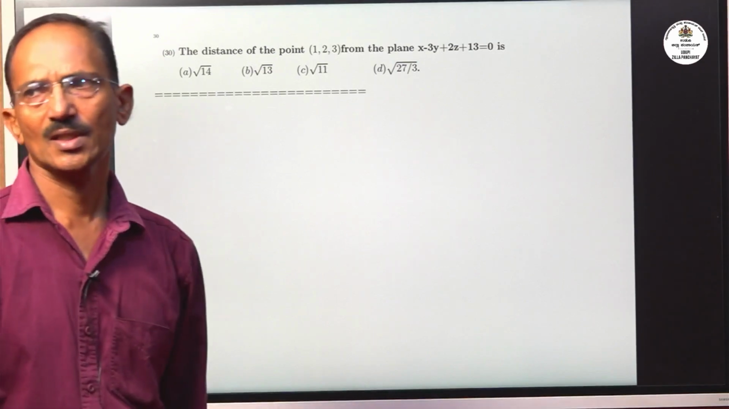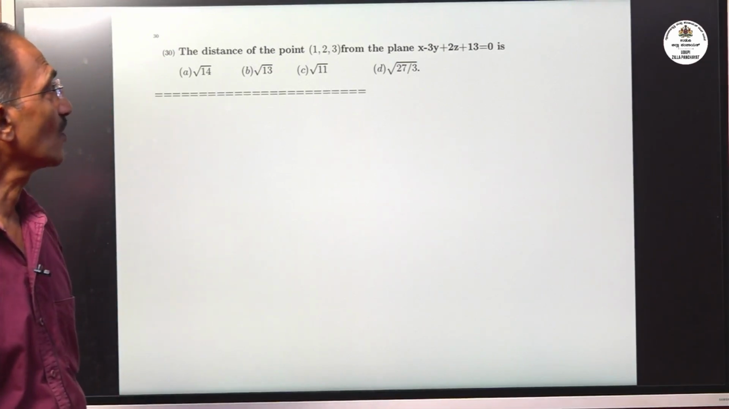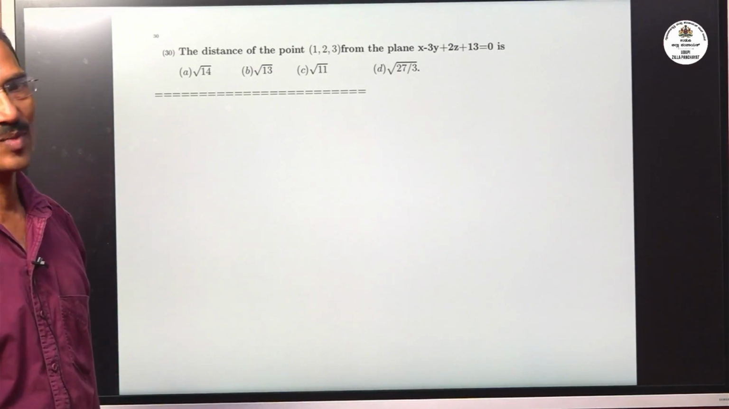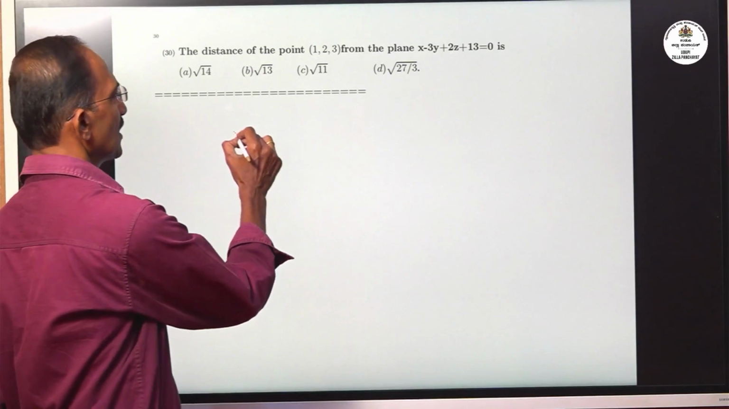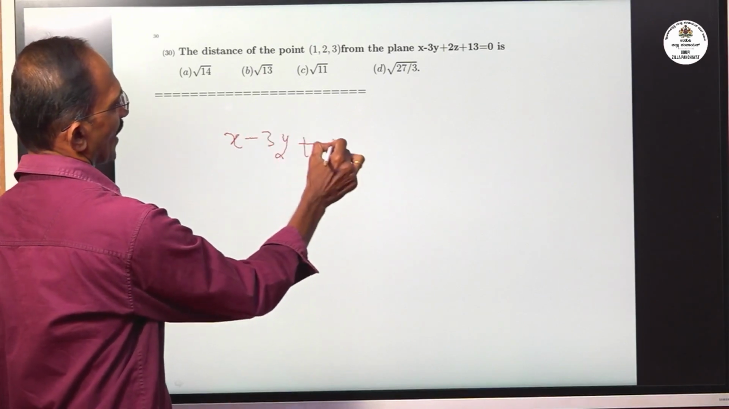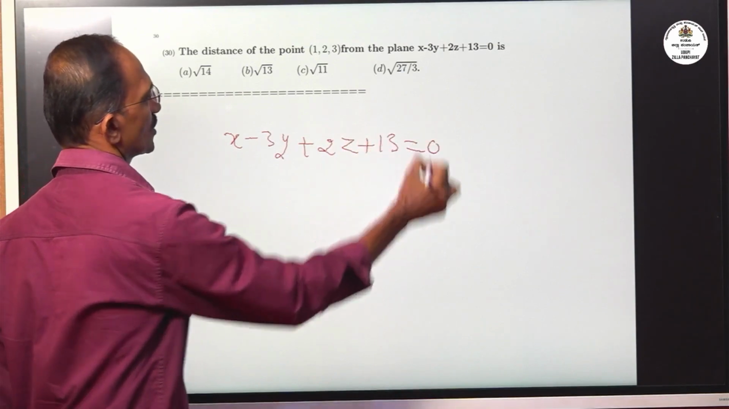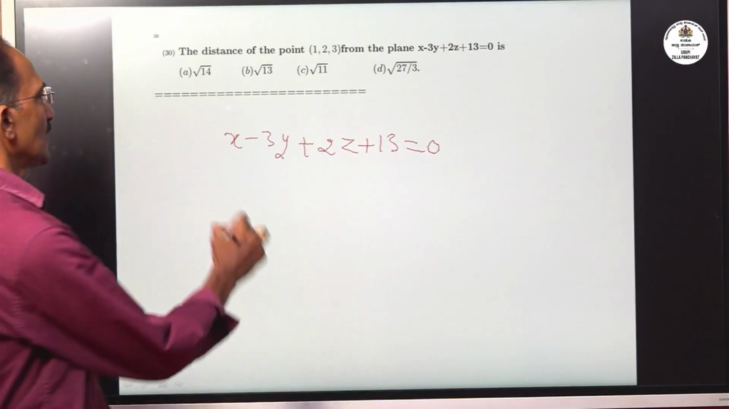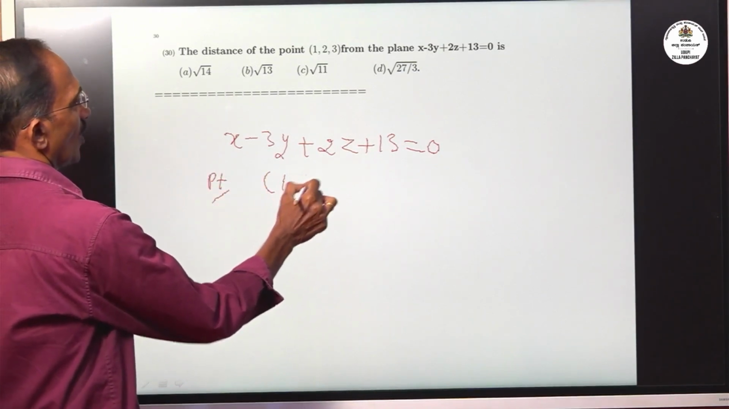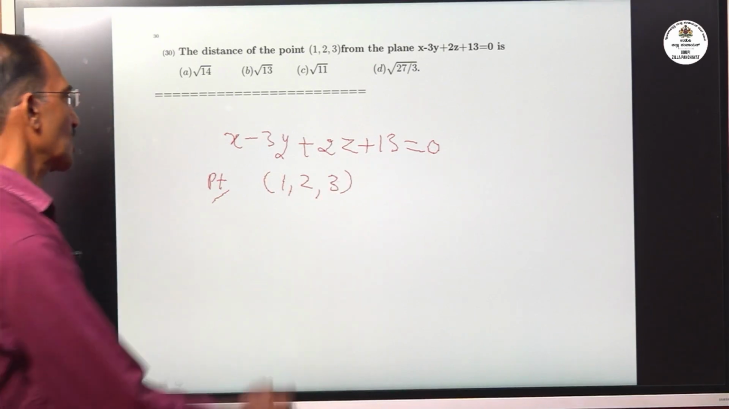So the last question, question number 30. The distance of the point (1, 2, 3) from the plane x minus 3y plus 2z plus 13 equals 0. So consider the equation x minus 3y plus 2z plus 13 equals 0, and the point is 1, 2, 3. Clearly, just substitute in the formula.